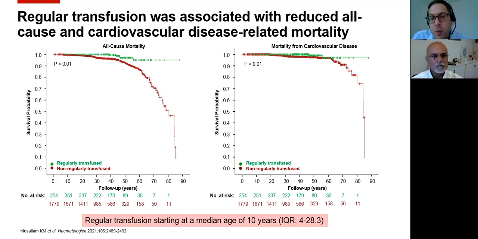And when we looked at those patients that received transfusion, regular transfusion at some sort of time during their life, it was clear that patients who received transfusion fared better. They had lower rates of morbidity and mortality. Most of those patients received transfusion at the median age of 10 years. So you see how delayed it is compared to TDT. But it was clear that the group of patients that received that regular transfusion therapy actually had better survival.